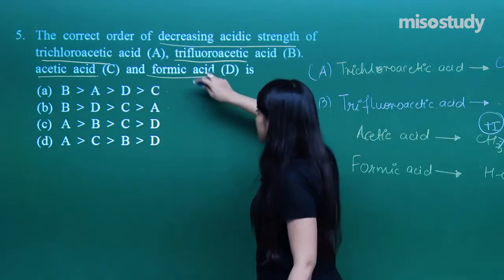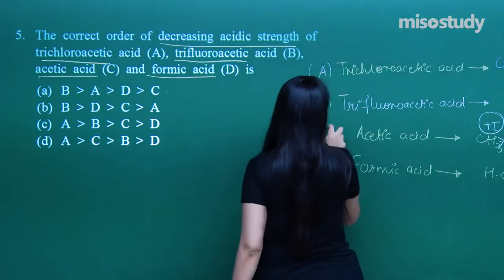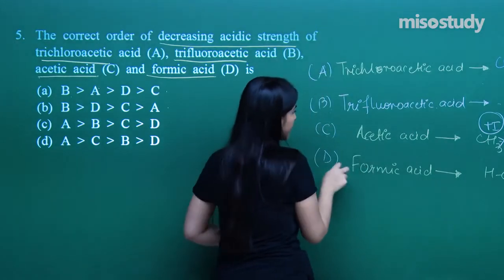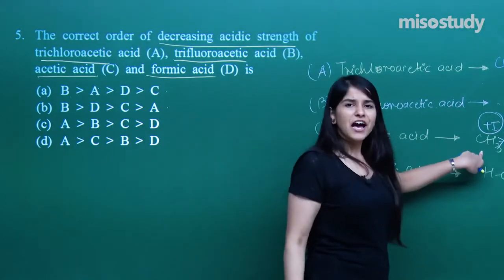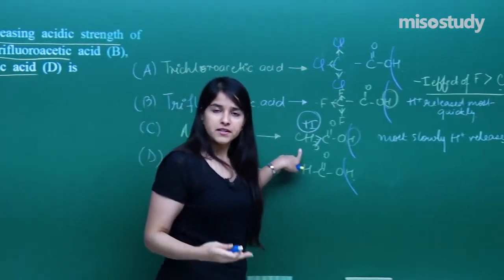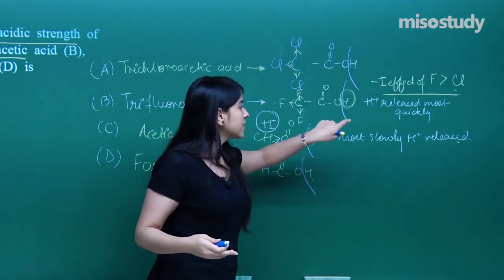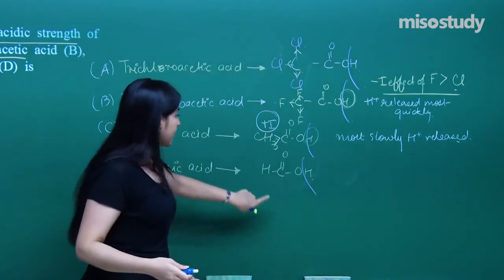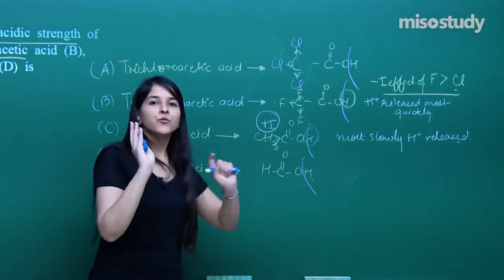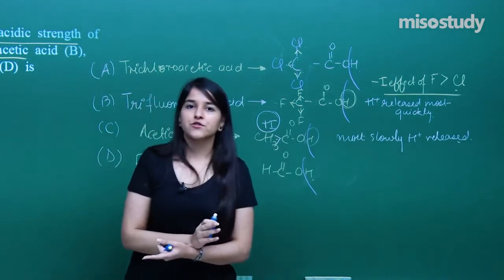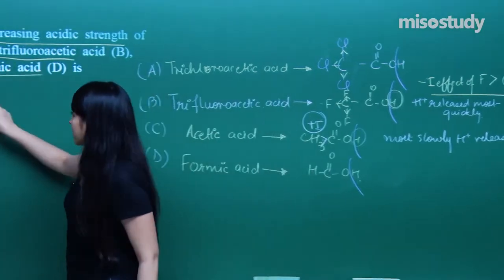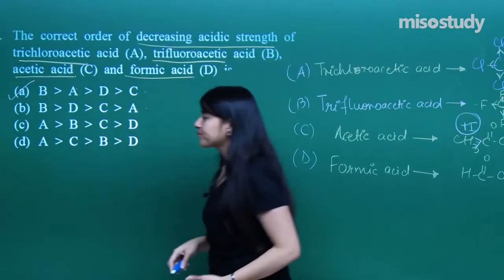But let's talk about D and C. This is C and this is D. Out of D and C, this one has more plus I effect. That means this H plus will be the most slowly released in comparison with this. I hope you all have got the idea and are following along. So here I have got the answer as A.